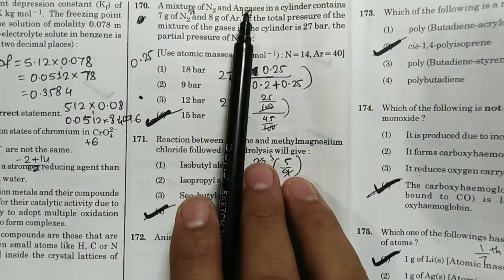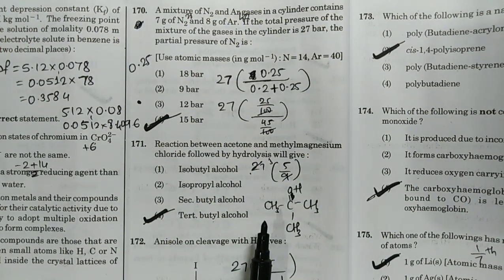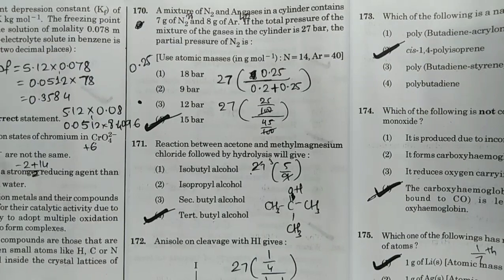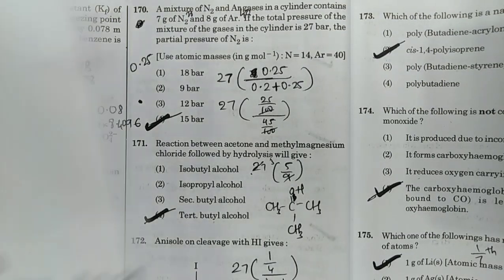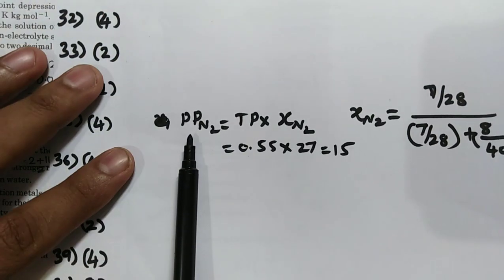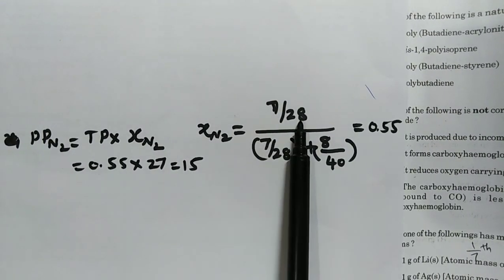170. Mixture of N2 and Ar. Very simple question it is. In this particular case, I have solved this question. You can see that partial pressure of nitrogen is equal to total pressure into mole fraction. Mole fraction of nitrogen is 7 by 28.